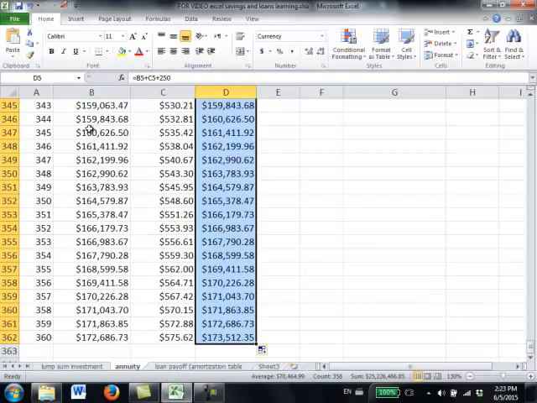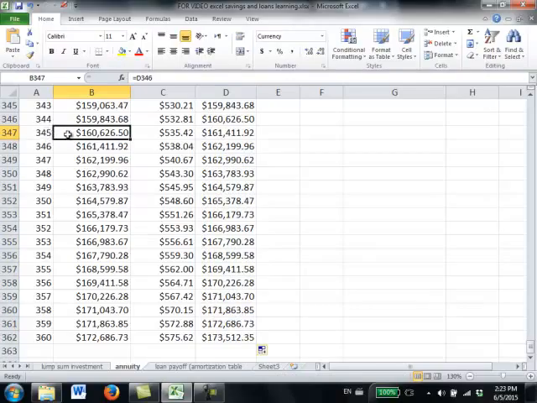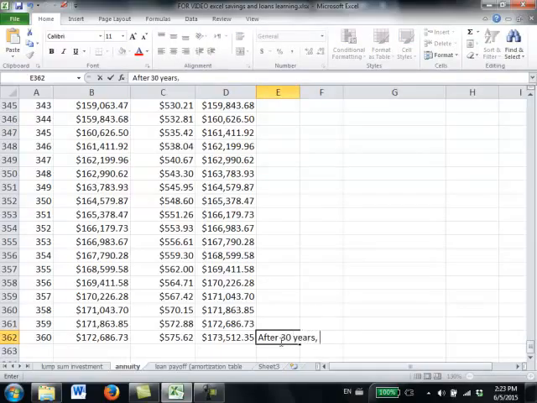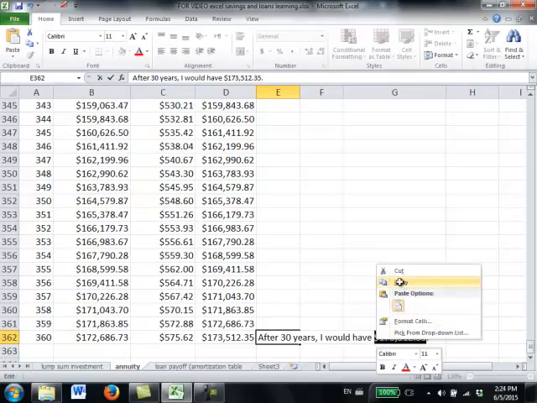So for example, let me just pick a cell here. Month 345, it says at the beginning of the month, I have $160,626.50. That month, the bank gives me $535.42 in interest. And at the end of the month, I add my extra $250 in, and I add up my interest. I get a total of $161,411.92. So after 30 years of investing, I would have $173,512.35 in the account. So that's pretty good. It's a lot of money after 30 years.